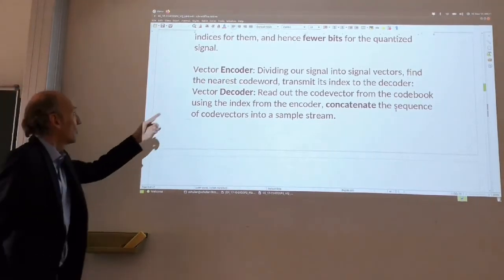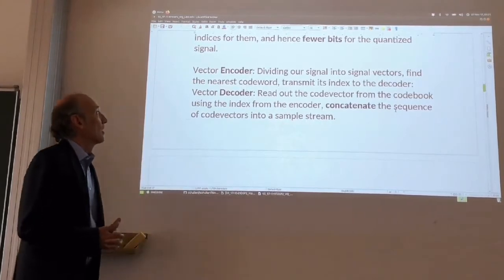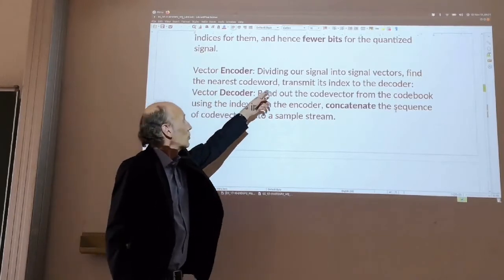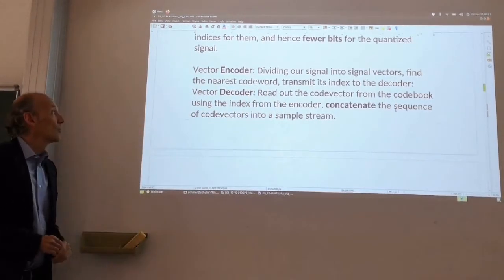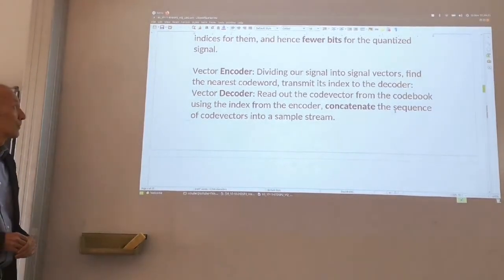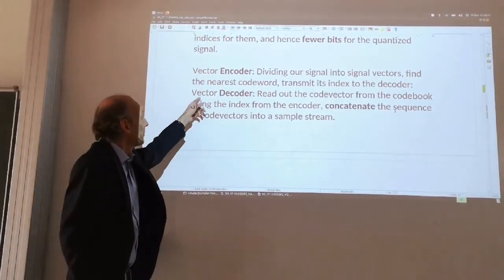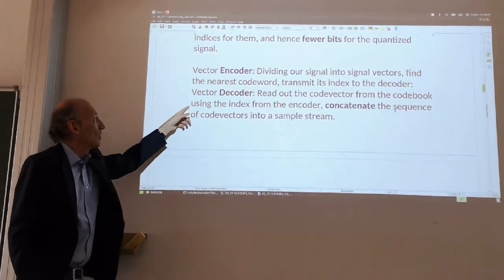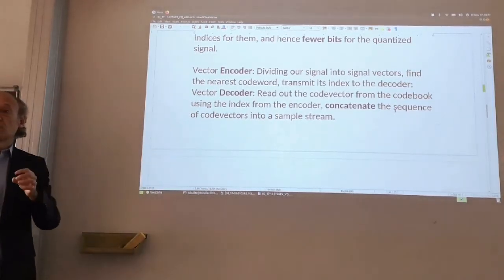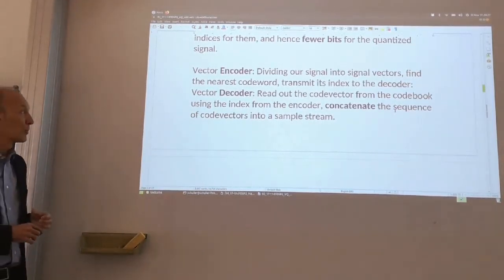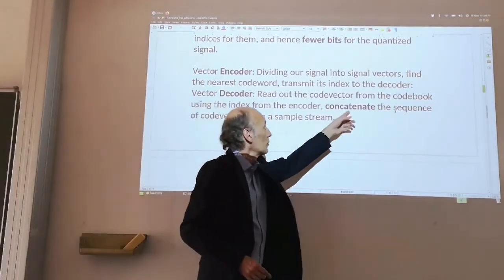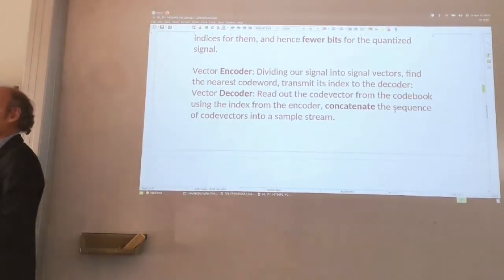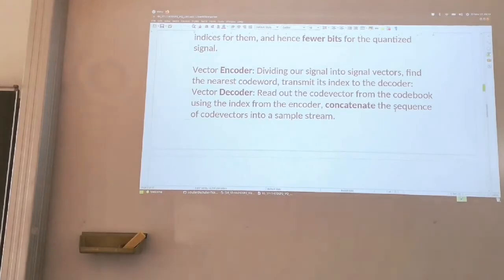So for the vector encoder, we get a division of our signal into signal vectors, and then it finds the nearest code word, and then transmits the index of this code word to the decoder. And in the decoder, it reads out the code vector from the code book using the index from the encoder. So the decoder gets the index, looks up the corresponding code words, and then just concatenates the sequence of code word vectors into a sample stream. So then we are back from vectors to samples.